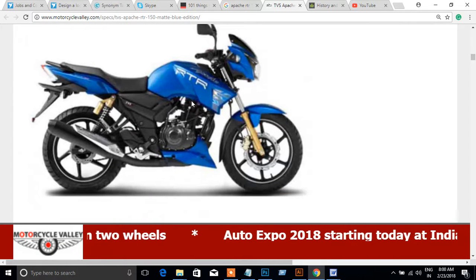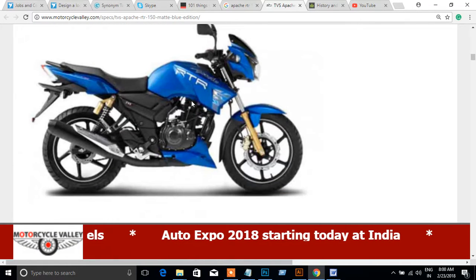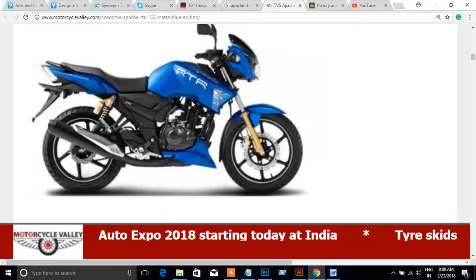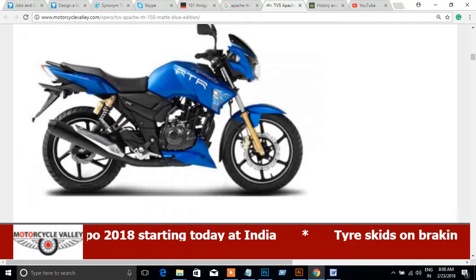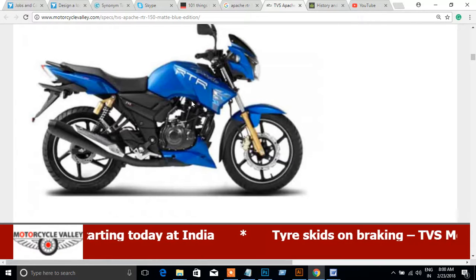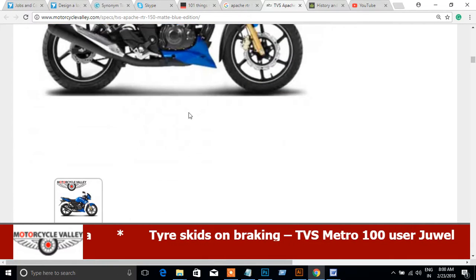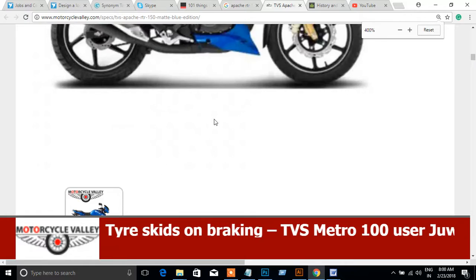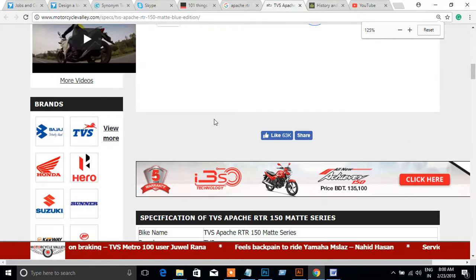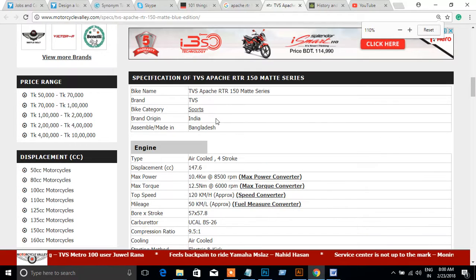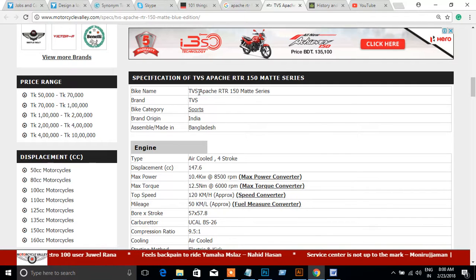Actually, this is the latest update. Here some specific configurations have changed in 2018 compared with the previous version. So let's check the details in here. You can see this TVS Apache RTR 150 Match series. That means it is the new series.